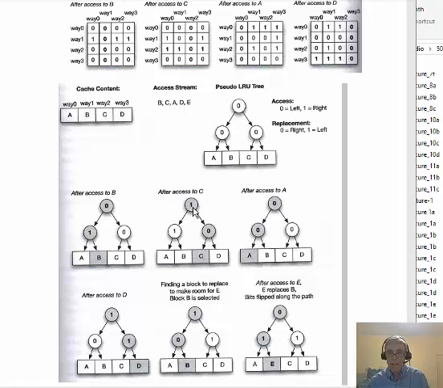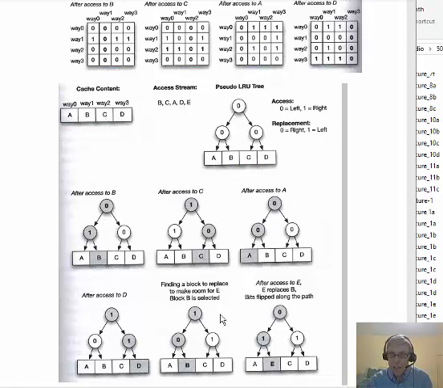Then we access C. In order to get to it, we've got to move right and then left, so we set the top bit to 1 and the bottom bit here to 0. When we access A, we move left and then left to get to A, so we set both of the bits to 0. When we access D, we move right and then right, so we set both of the bits to 1. Now we need to replace a block.